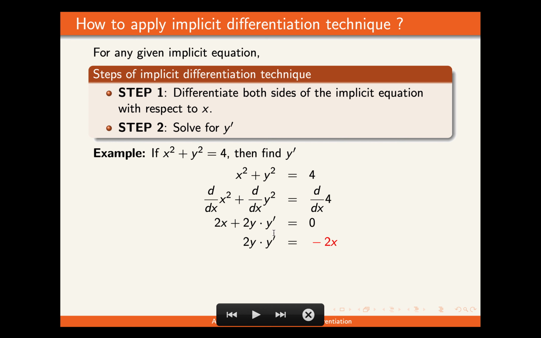Now how can you make y prime alone? We need to divide by 2y on both sides, or you can say multiply by the reciprocal of 2y on both sides. So when we do that, we get y prime is equal to negative 2x over 2y. So this is the y prime for this implicit equation. If you want to simplify or rewrite this, we can cancel out the common factor, and this can be written as y prime equals negative x over y, and that is the required derivative of y with respect to x, or y prime, for that implicit equation.